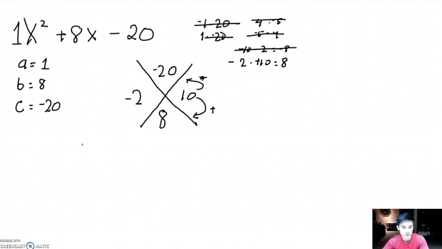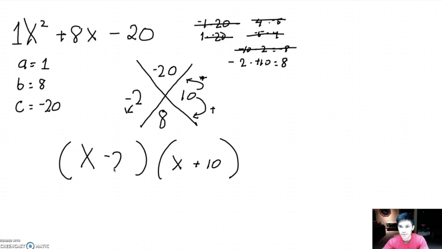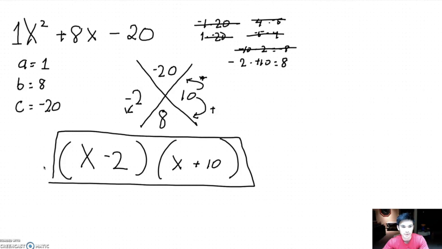Then all I have to do is write x in one parenthesis and x in the other. This is a positive 10, so I do plus 10. The other factor is a minus 2, so I do minus 2. So these are the factors for this quadratic equation. Okay, it's as simple as that.